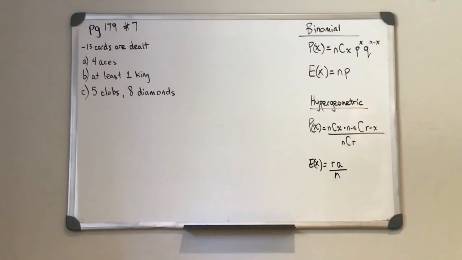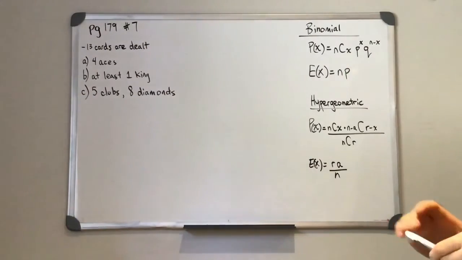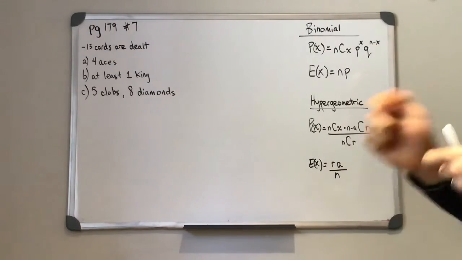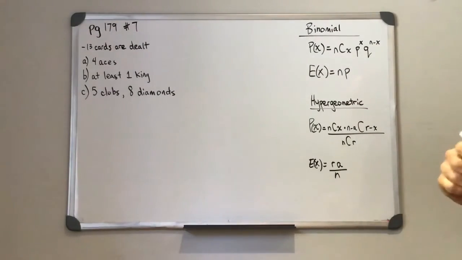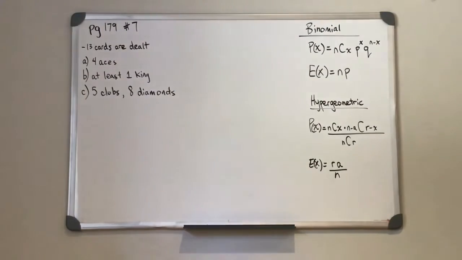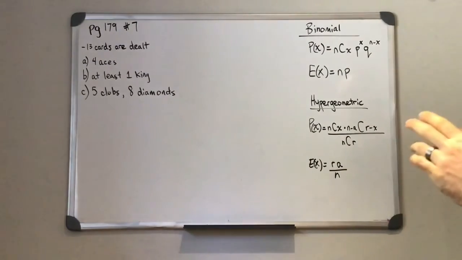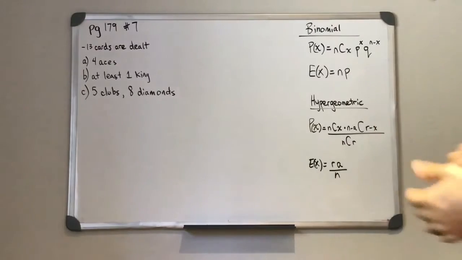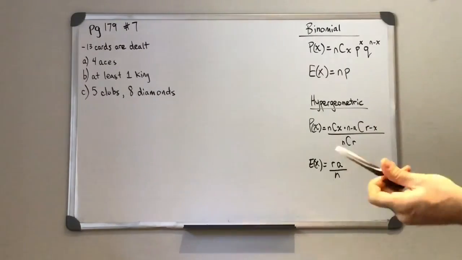Hello grade 12s. I had a question from 4.4, number 7 on page 179. This one had to deal with a game of bridge, so you need to deal out 13 cards to one of the players, and we've got a few different situations that we're going to try to find the probability for. So first we have to take a look at what kind of situation we're dealing with.